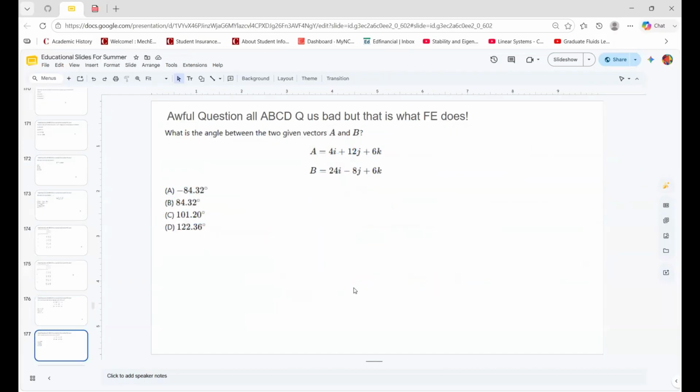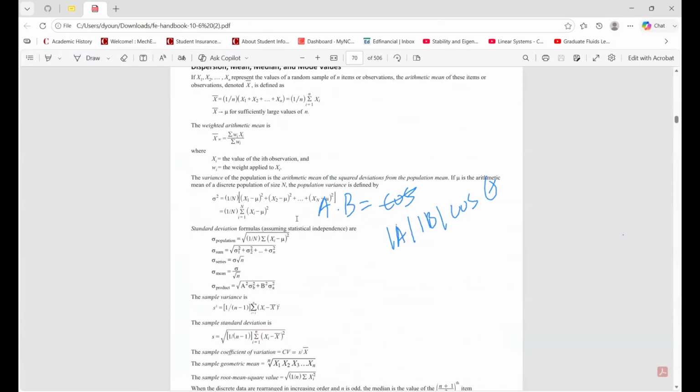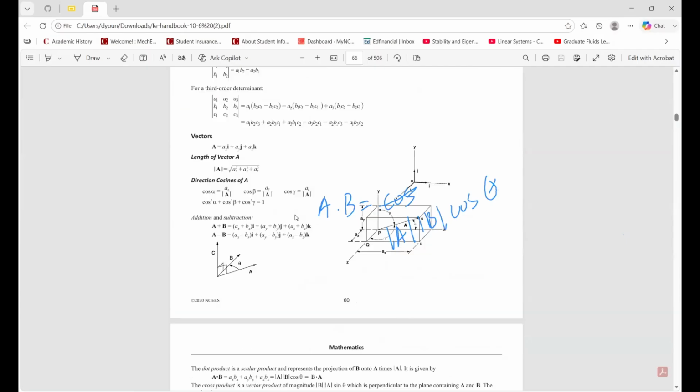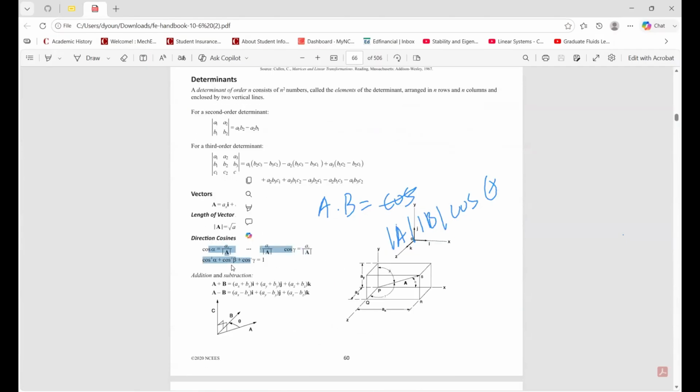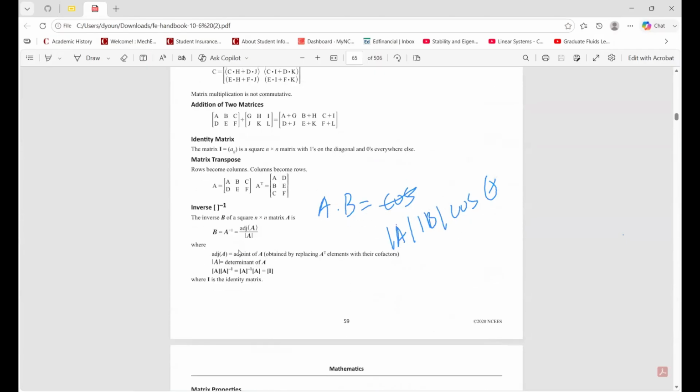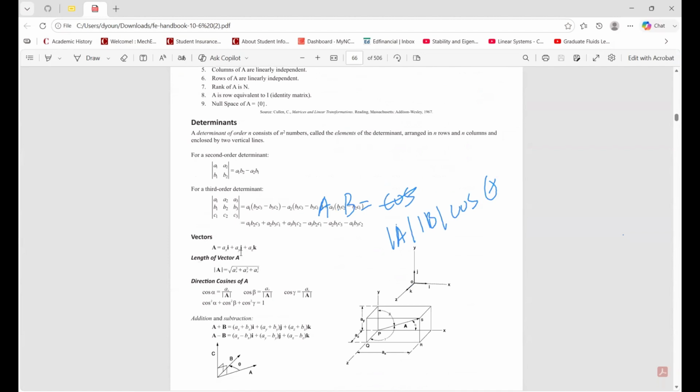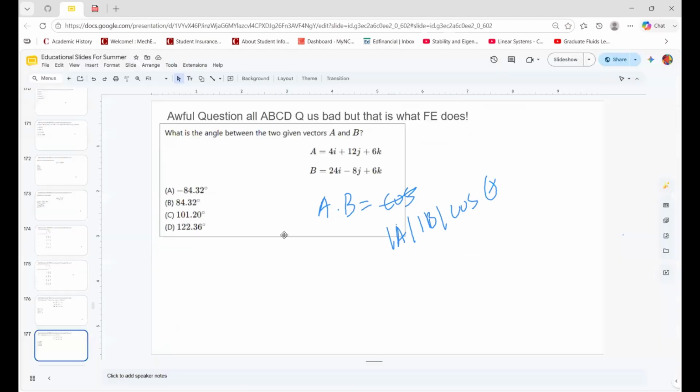Okay, let me clear it. What's the angle in between? There's a few ways. A dot B equals the magnitude of A times the magnitude of B times cosine theta. And if you want to double check, you can go over here and check it out. I think it's in the matrix section. You just have to trust me on this one because I don't really see it. So A dot B divided by the magnitude of A and the magnitude of B, cosine inverse, and that's how you get the answer to theta.